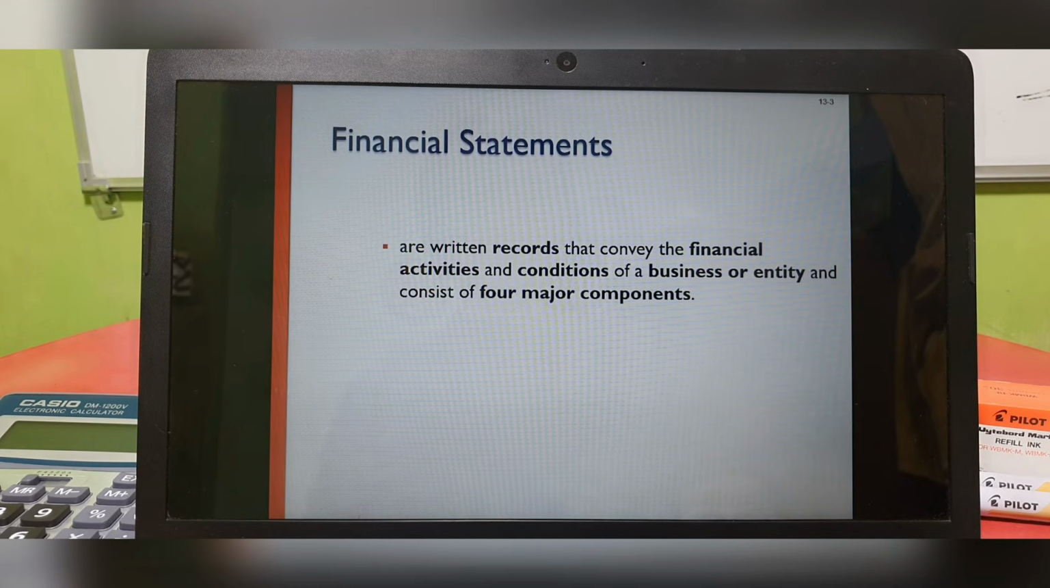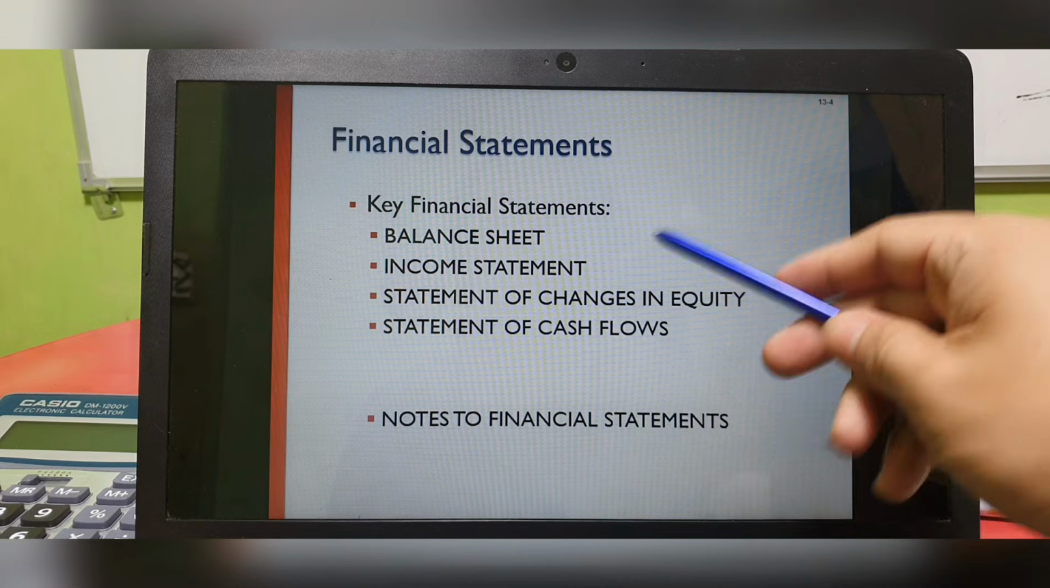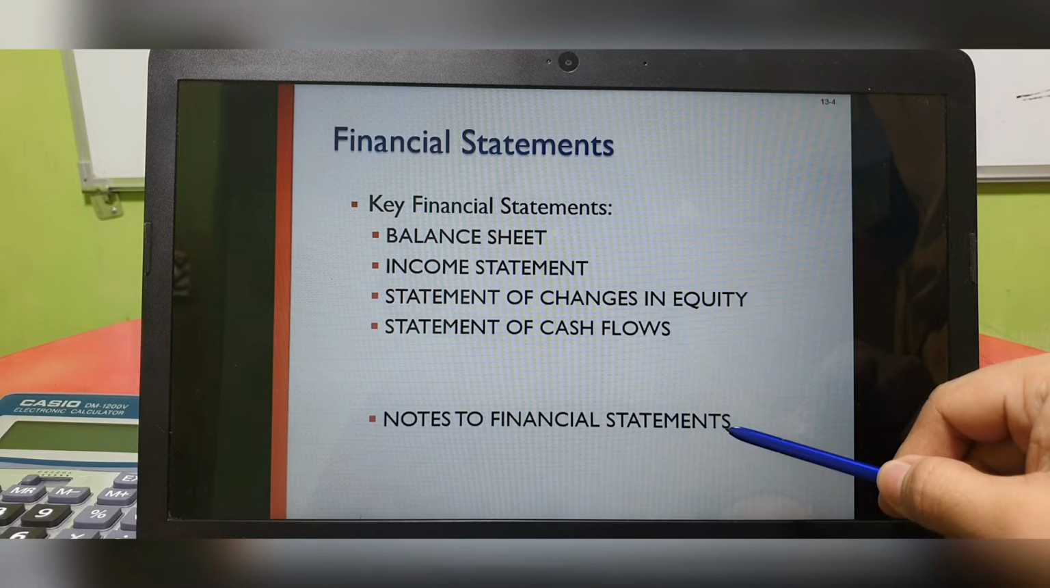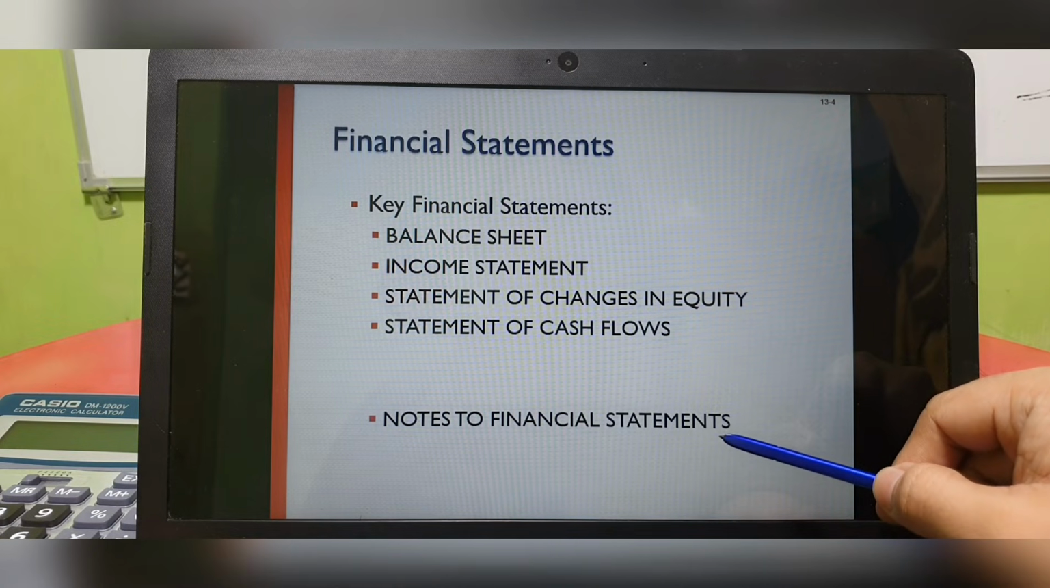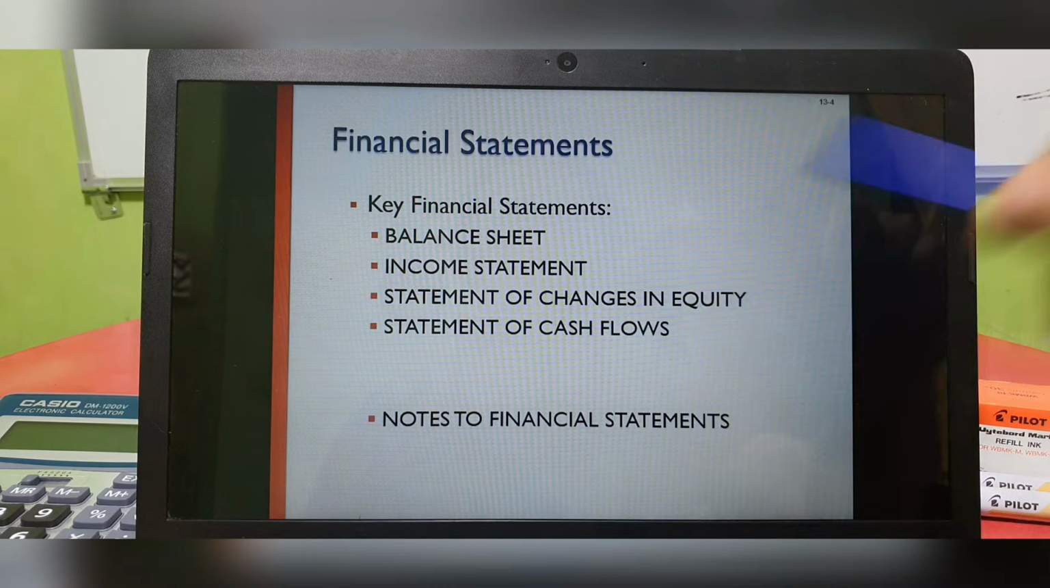So, review lang. Financial statements. I highlighted the keywords. These are the records about the financial activities and conditions of any organization, and there are 4 major components. The key financial components or financial statements are the balance sheet, income statement, statement of changes in equity, and statement of cash flows. 5 talaga yung FS natin, but as far as financial statements analysis is concerned, we are using this 4 in our computation and in our analysis.